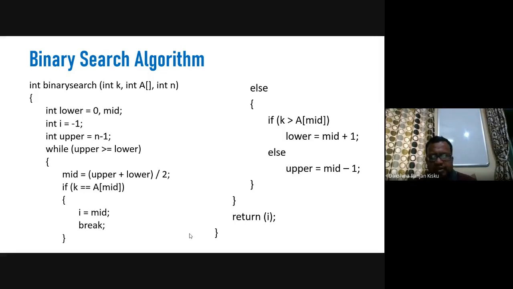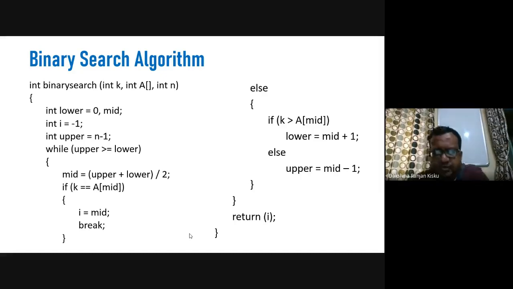Otherwise, we will check whether k is greater than the middle element or not. If k is greater than the middle element, then we define the lower index of the list, which becomes mid plus 1. Otherwise, we will define the upper bound of the list, which becomes mid minus 1.